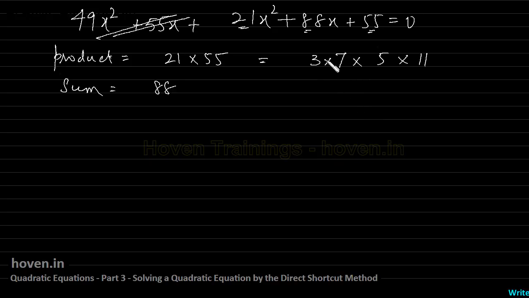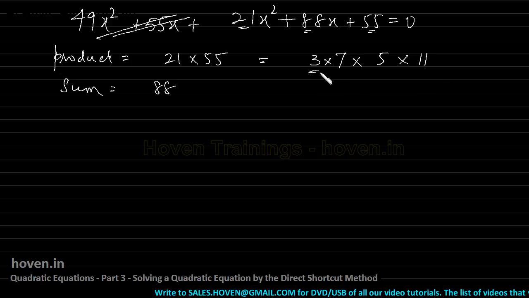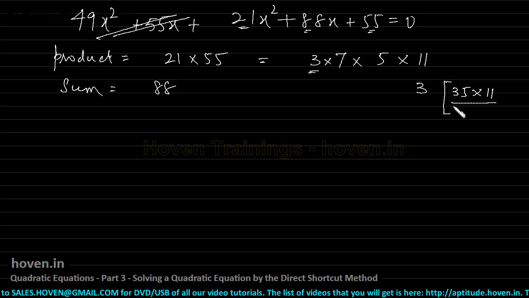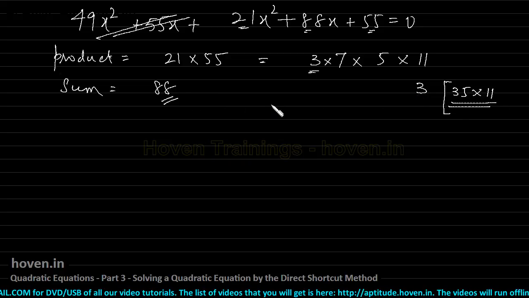Now I have to split this into two parts, maybe one number on one side and three on the other, or two on one side and two on the other. So that is my luck, how fast I can find the pair combinations whose sum is 88. Let us start by trying 3 on one side and the remaining 3 on the other side, that is 35 multiplied by 11. Now this is going to be a huge number, so when you add 3, it will never come close to 88.